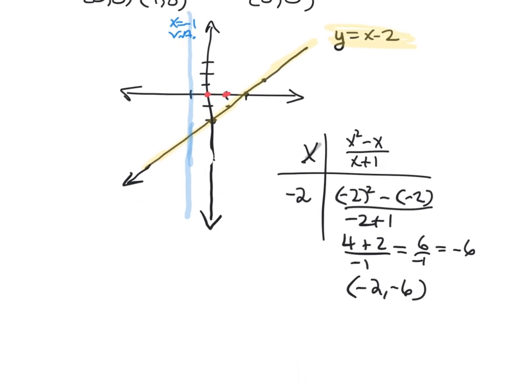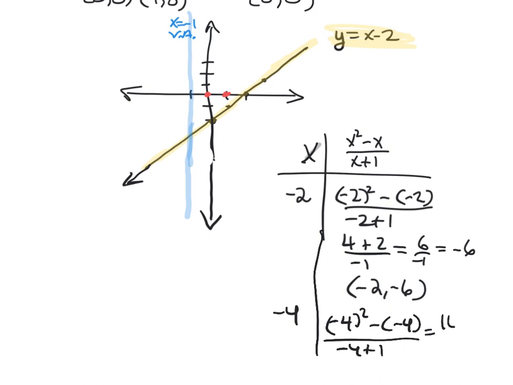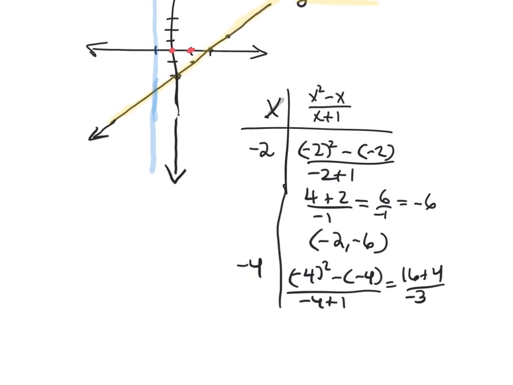If you want to see another one that's over there, just so you can see that we do have an additional piece of graph, it's going to be down here in this section here. Let's go ahead and get the official ordered pair. So negative 4 squared minus negative 4 over negative 4 plus 1. So 16 plus 4 over negative 3, 20 over negative 3, which will be negative 6 and 2/3.